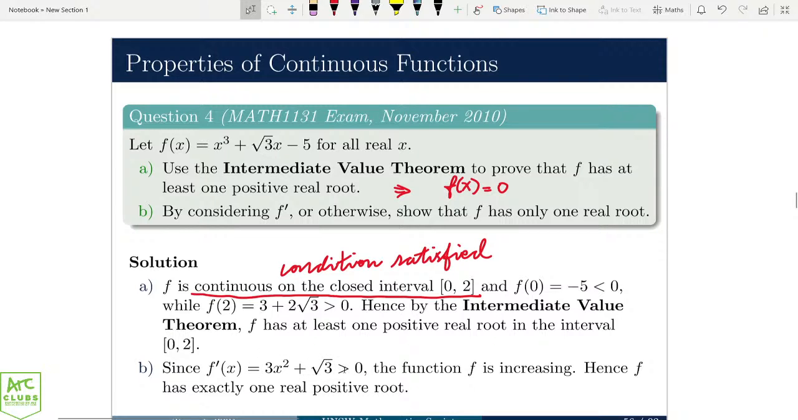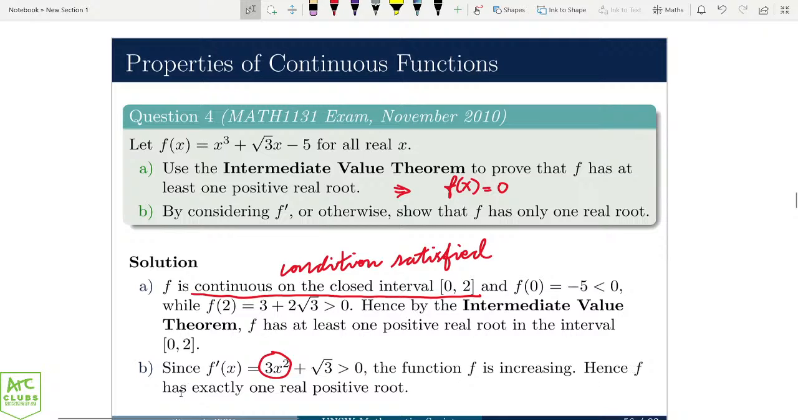This whole expression here will always be greater than 0 because, as you can see, we have a square, which is always positive, plus a positive constant. So we always end up with a positive gradient function. Because our f dash x is always greater than 0, we say that the function will be increasing. So the gradient is always positive.